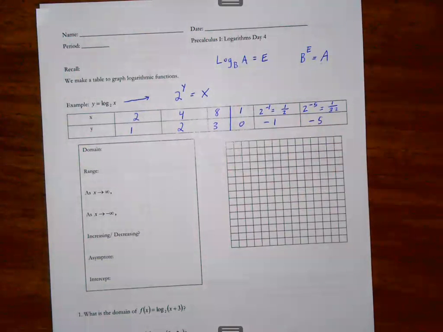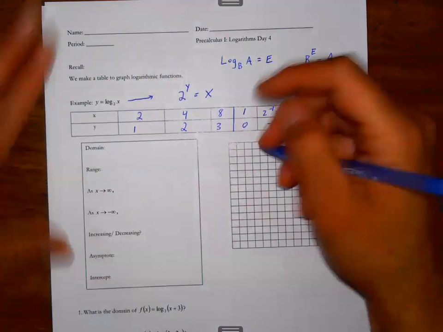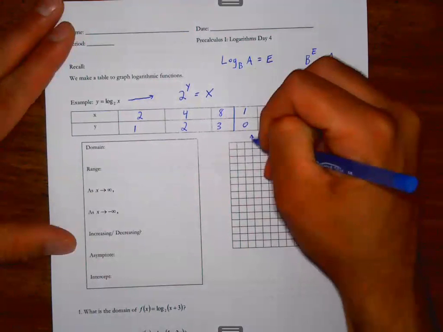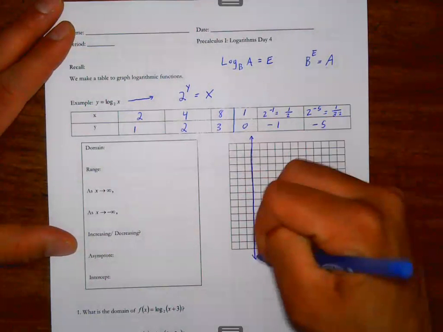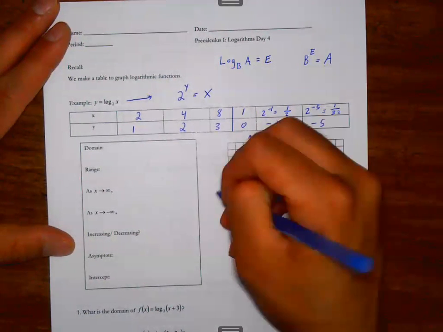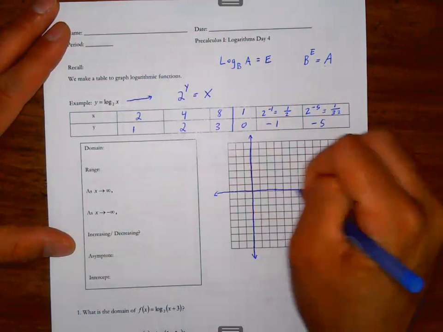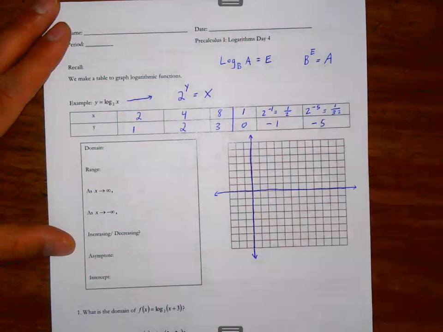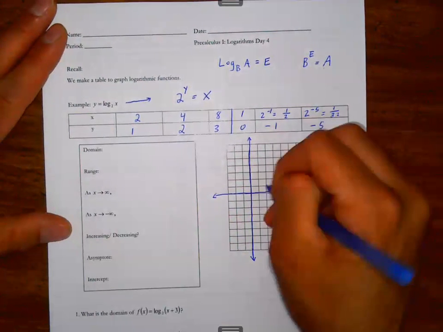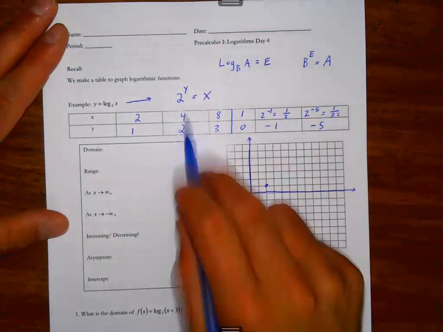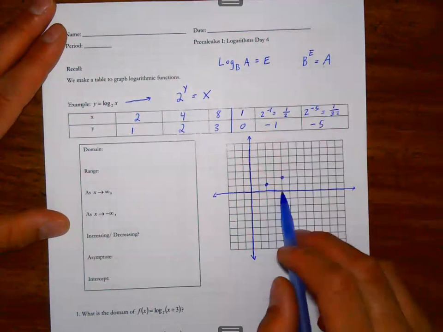So let's sketch the graph first, and then we can answer all these questions. When I sketch my graph, I'm going to put the y-axis towards the left of my graph paper, but the x I can put right in the middle. That's because we're not going to need any part of the graph to the left of the y-axis. So we plot this point, 2, 1, that would be right there. 4, 2, that would be right there. 8, 3.